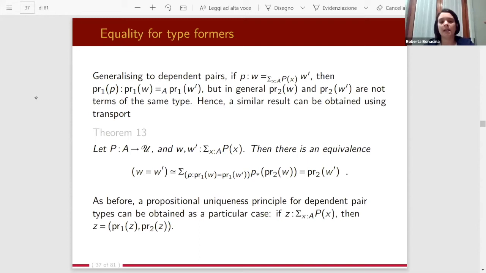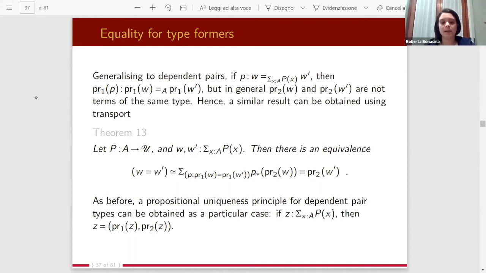Indeed, what can be proved is that if P is a type which depends on A, and W and W prime are two terms of the sigma type, then there is an equivalence from the type W equal W prime to the sigma type, stating that there is a path P from the first projection of W to the first projection of W prime, such that P star of the second projection of W is equal to the second projection of W prime. So we need to use the transport function to lift the equality and to obtain the proper typing.